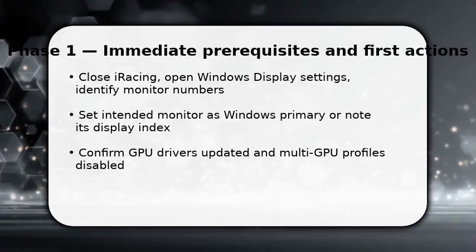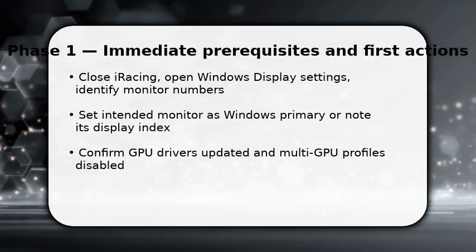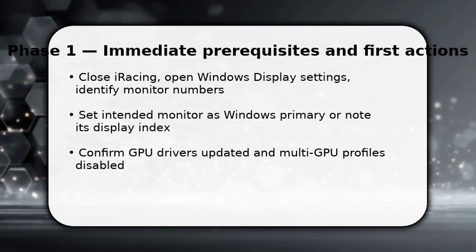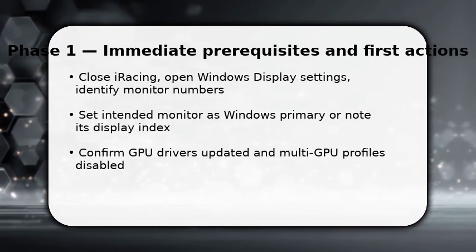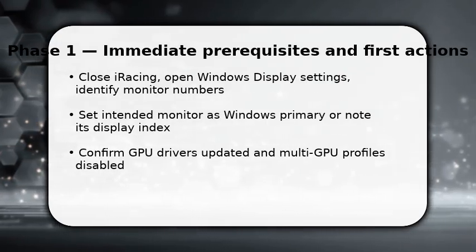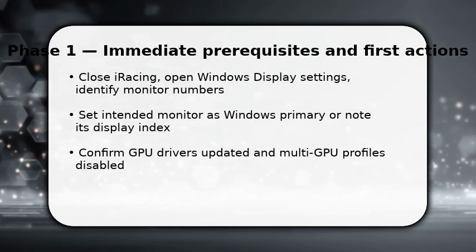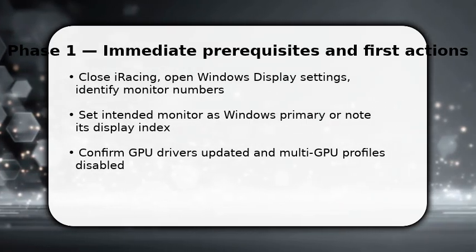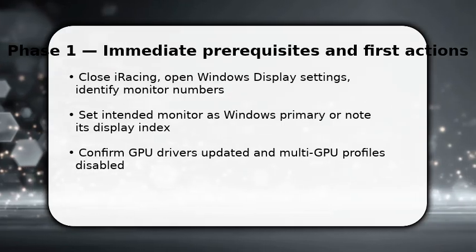You start now. Close iRacing and open Windows Display Settings to identify the monitor number you want iRacing to use. Make that display primary if possible. iRacing prefers the primary output. Update GPU drivers first, because driver quirks break monitor switching.